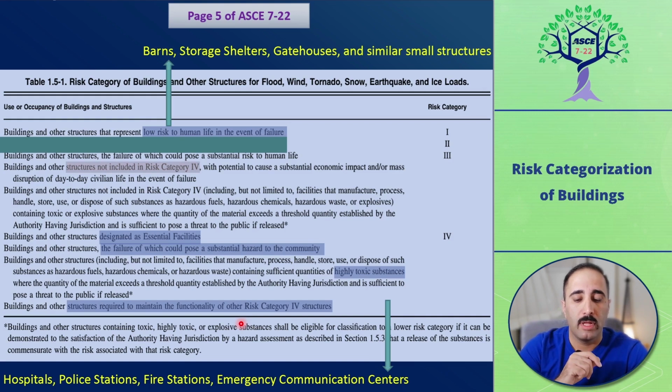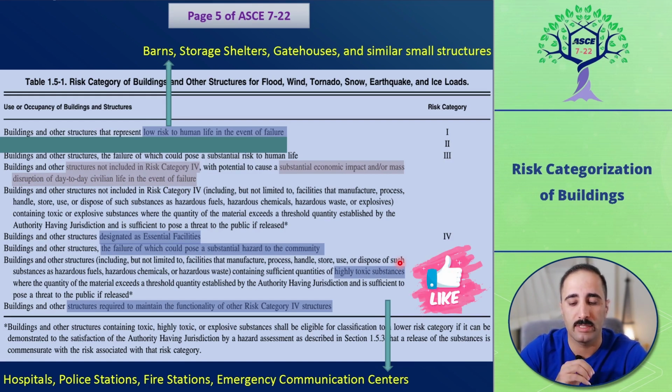In this category, there are buildings and other structures that we can't put in risk category 4, but the failure of them would cause a substantial economic impact and/or mass disruption of day-to-day civilian life in the event of failure. Risk category 3 includes buildings and structures that house a large number of persons in one place, such as theaters, lecture halls, and similar assembly uses, and buildings with persons having limited mobility or ability to escape to a safe haven in the event of failure, including elementary schools, prisons, and small healthcare facilities.